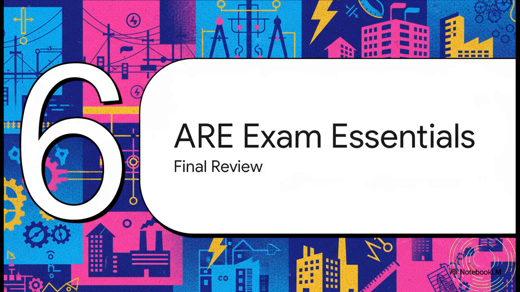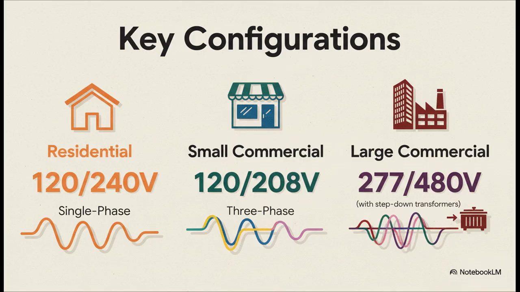Okay, we have covered a ton of ground. Let's wrap this all up with a final review of the absolute must-know info for your PPD and PDD exams. All right, here it is one last time. Let's burn this into our brains. Residential is 120/240 single phase. Small commercial is 120/208 three phase. And large commercial is 277/480 three phase, which almost always uses those step-down transformers to give you 120/208 for general use. If you remember nothing else from this, remember this slide.